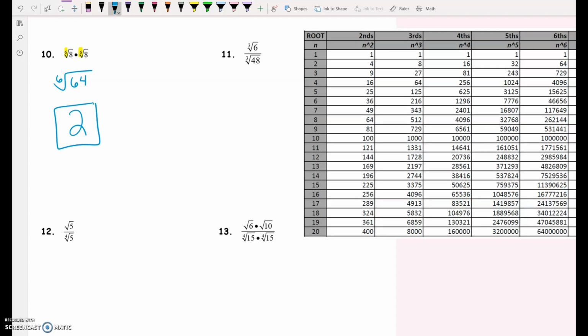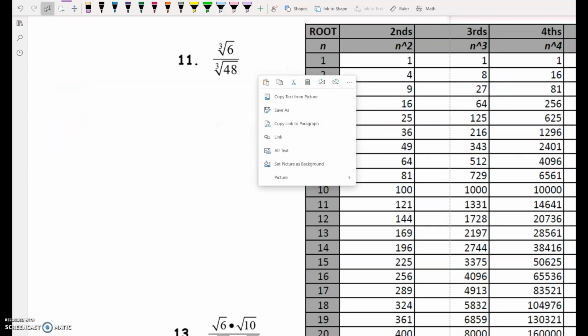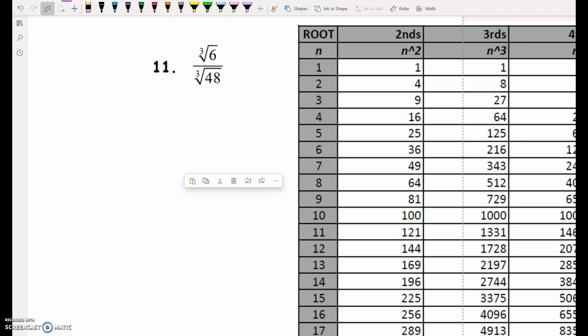Number 11. This one's kind of weird because we're kind of going to do a full circle here. Because the index matches, this is the third root of 6 over 48. We can combine those two numbers together under one fraction, underneath that radical. I feel like the fraction 6 over 48 we could simplify. If I do that in my calculator, I get the fraction 1/8.